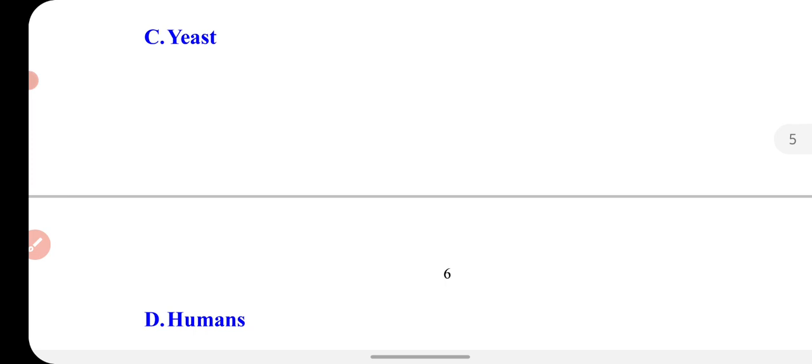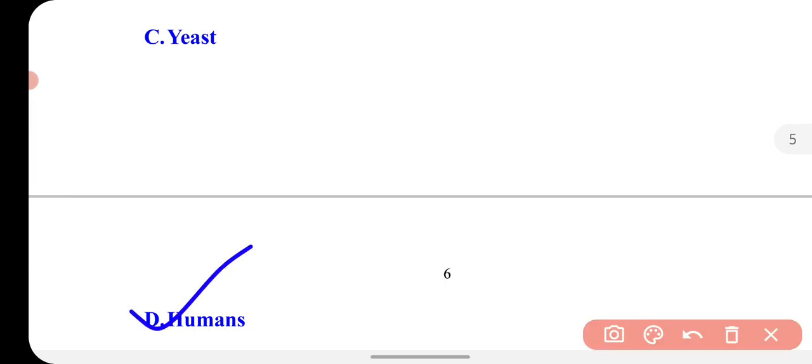Humans are the organisms which cannot reproduce by the asexual mode of reproduction. Humans only reproduce by the sexual mode of reproduction, by the making of male and female gametes and all. So the right option is humans. Humans do not reproduce asexually, right?